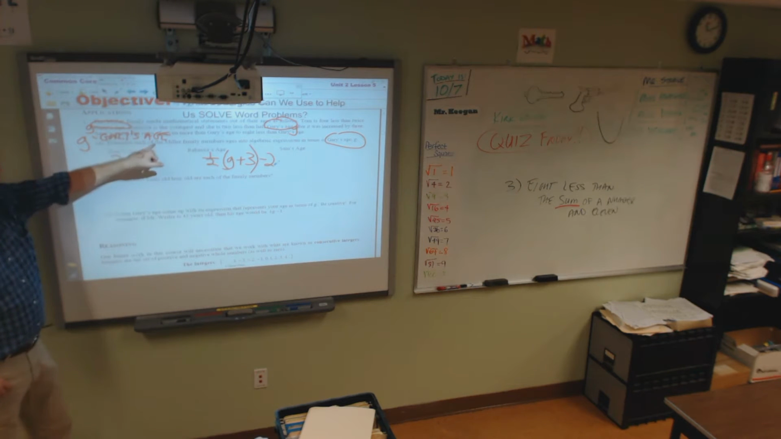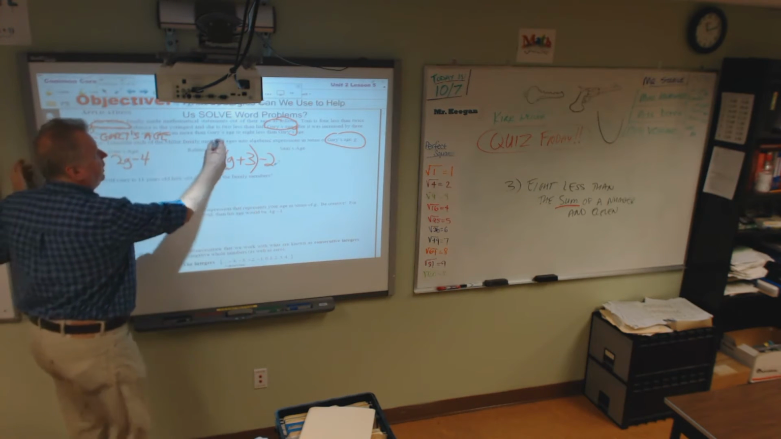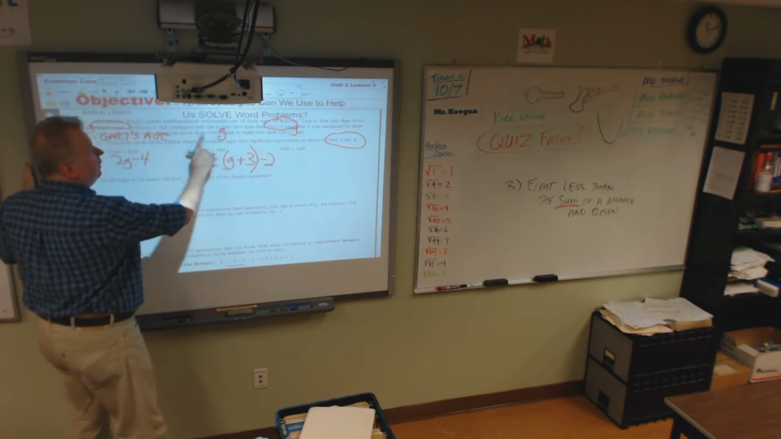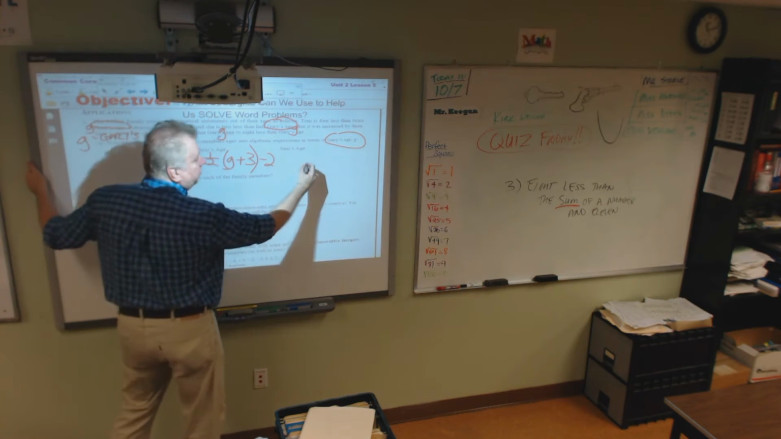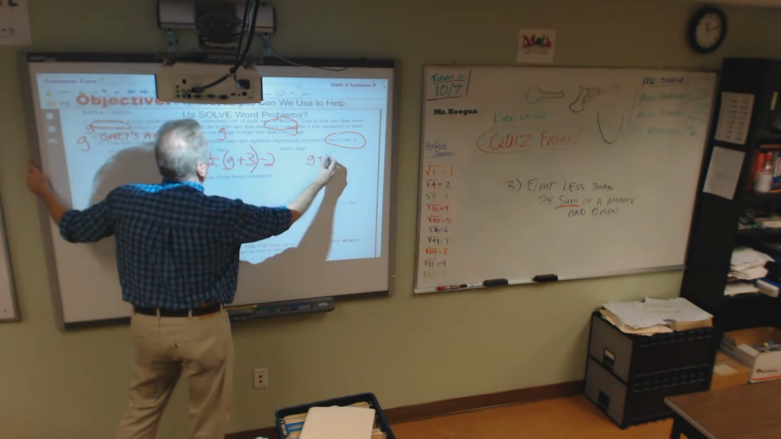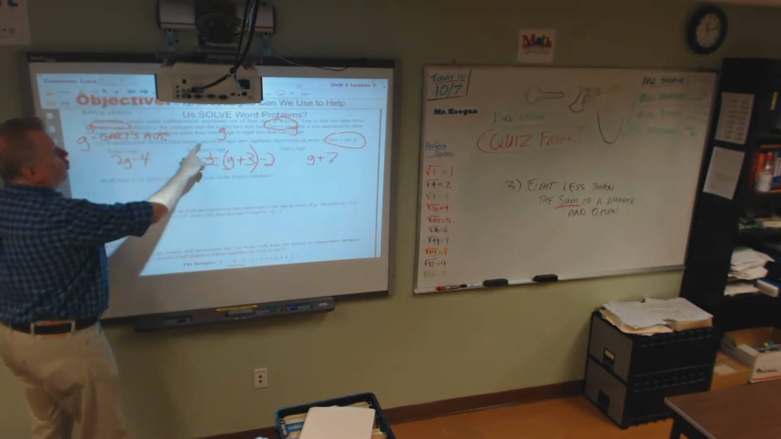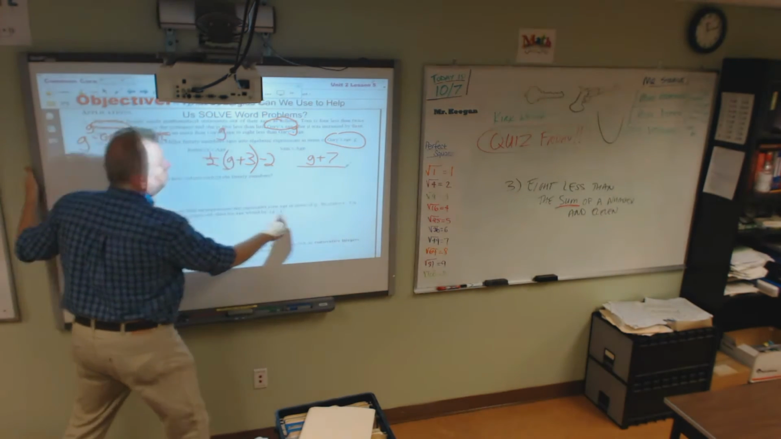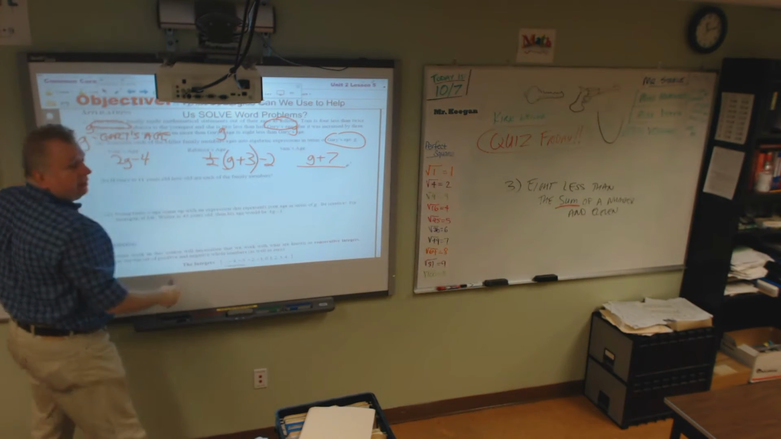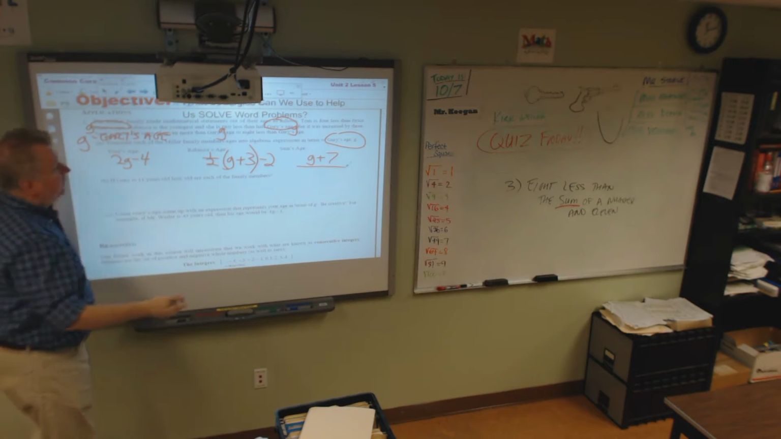Sam's age is the ratio of 7 more than Gary's age over 8 less than Gary's age. So Gary's age, that's your G. How do we write 7 more than Gary's age? G plus 7. So, the ratio means over. 8 less than Gary's age: G minus 8.